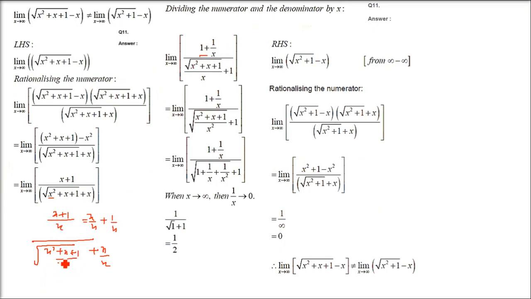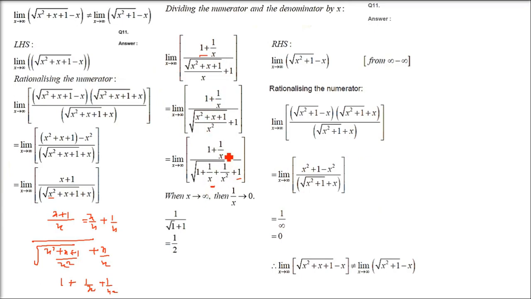And what about here? You have x square by x square, which is 1. x by x square is 1 by x. And 1 by x square is 1 by x square. So you have this one. Up to this point we have reached, and the x divided by x is 1.